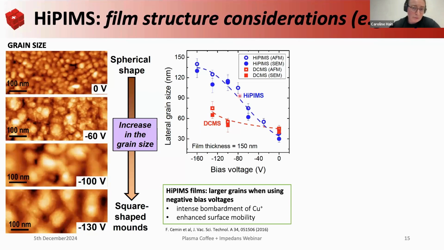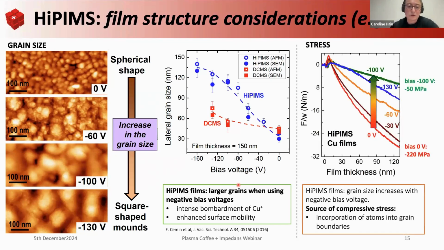And if we compare with DCMS, as there is HiPIMS and DCMS, we also have more possibility for tuning this grain size in comparison to DCMS. What we can see here, for instance, is that when we use the higher negative bias voltages, we can intensify the bombardment with copper ions, and with that enhance the surface mobility. So morphology is one aspect.